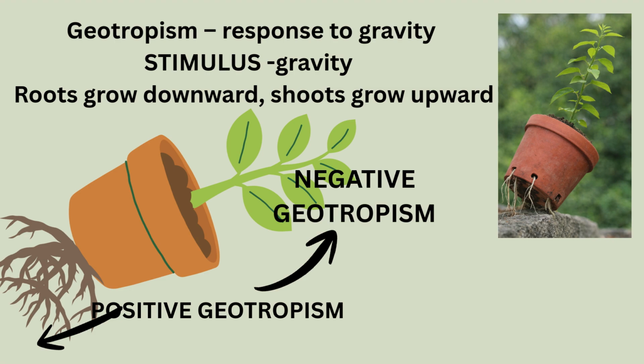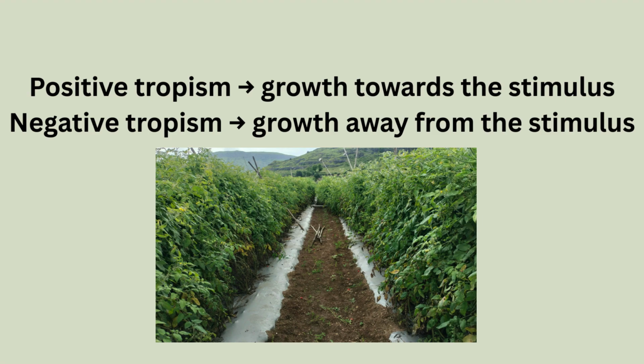The roots grow downwards and the shoots grow upward. So the shoot is showing negative geotropism, away from gravity, and the root is showing positive. Positive tropism is the growth towards the stimulus and negative tropism is the growth away from the stimulus.